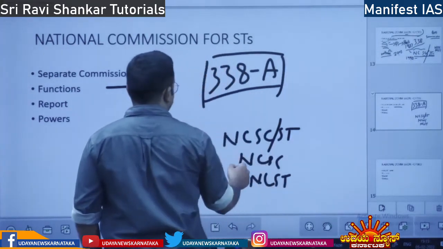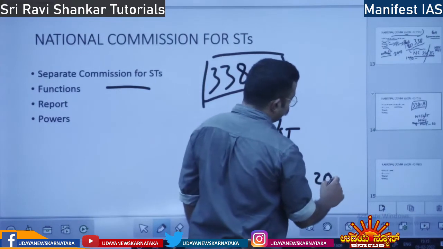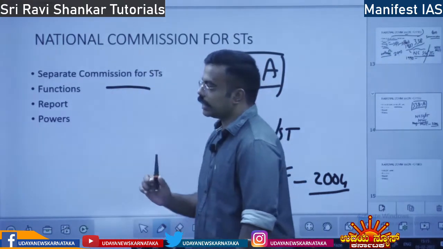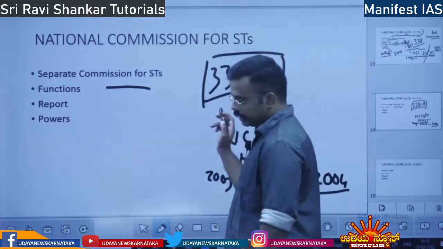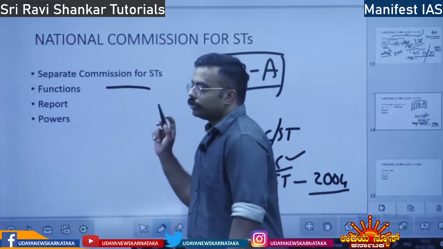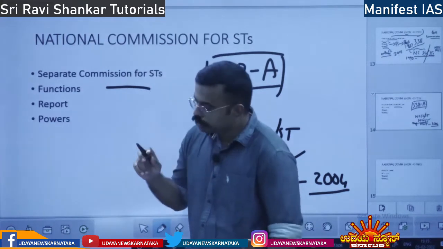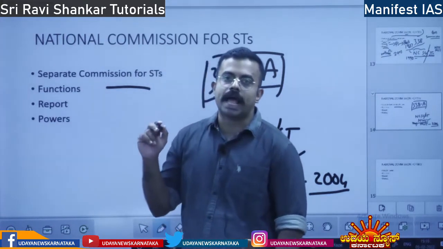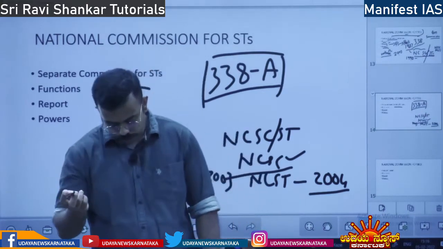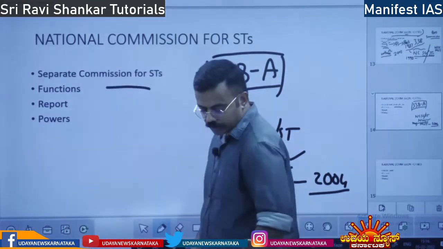So the Constitutional Amendment Act came, and the separation was done in 2003. However, the separate body was established in 2004, one year later. So what are the functions of the commission? They are similar to NCSC functions. To investigate crimes against the STs, first function. To investigate specific complaints of the ST community, second function. And also to advise the government on planning for the scheduled tribes, that is the third function. And also submitting the report to the president. Every year a report is submitted. That is also one of the functions.